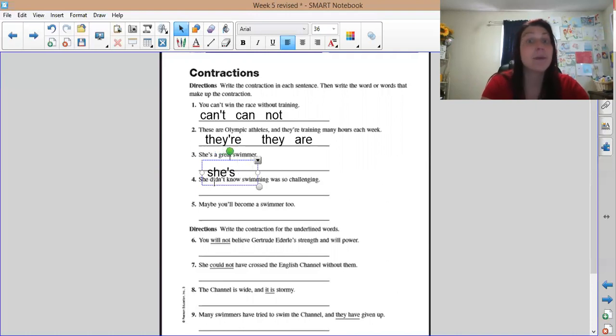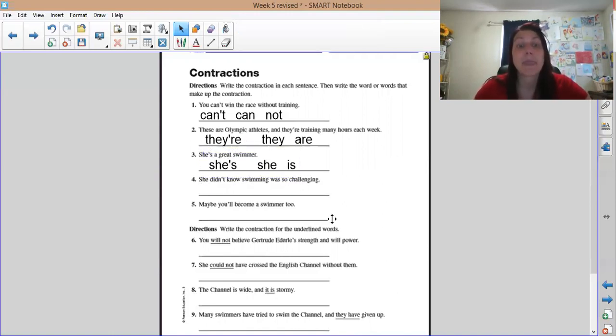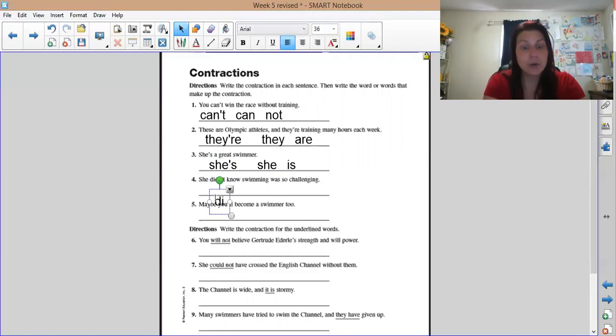She's, and it's made up of she and is. Come on, I know it's boring. I know, come on, you can do it. She didn't know swimming was so challenging. It's the holding the breath part, right? Didn't know she was about to suffocate underwater. What's our contraction? Didn't, you are correct, didn't. And it's made up of did and not.